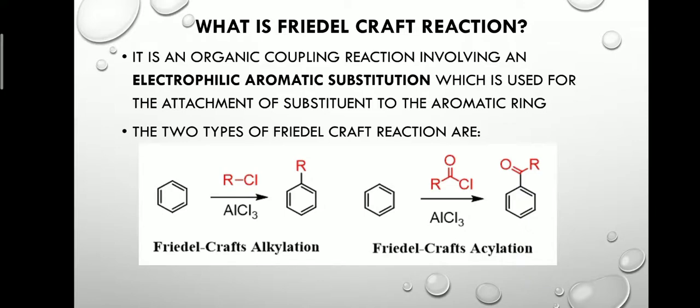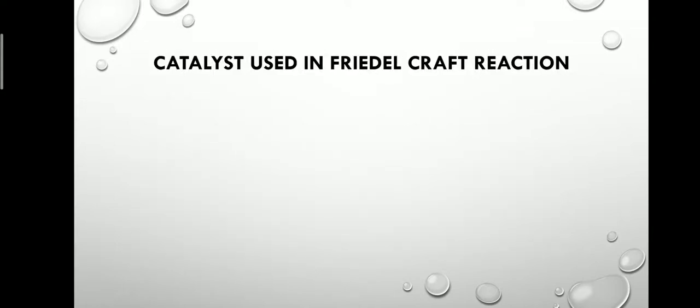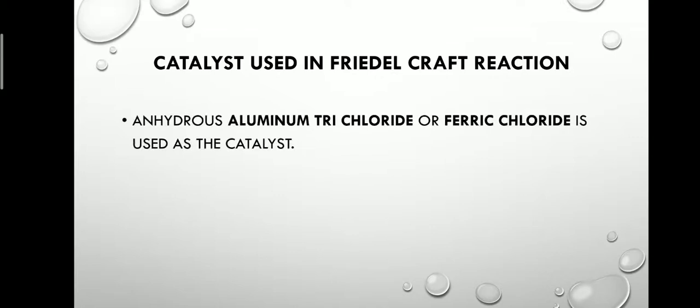And in the Friedel-Crafts reaction we use a catalyst. Let's see what catalyst we use. So we use aluminum trichloride or ferric chloride as a catalyst. So whenever you see a reaction that is an electrophilic substitution taking place in the presence of these catalysts, then most probably it is a Friedel-Crafts reaction.